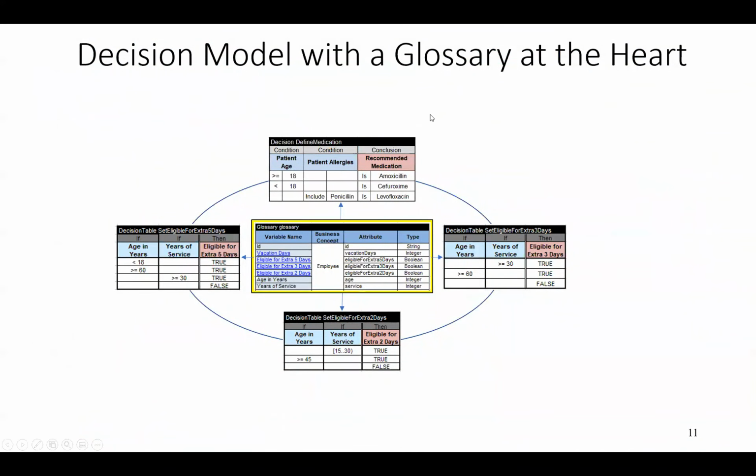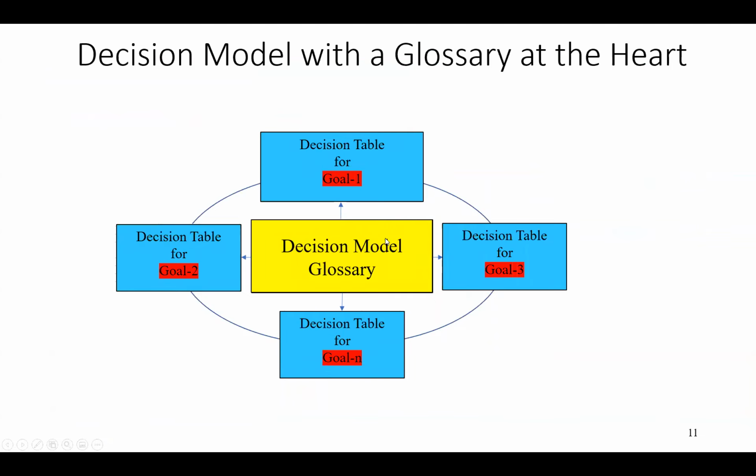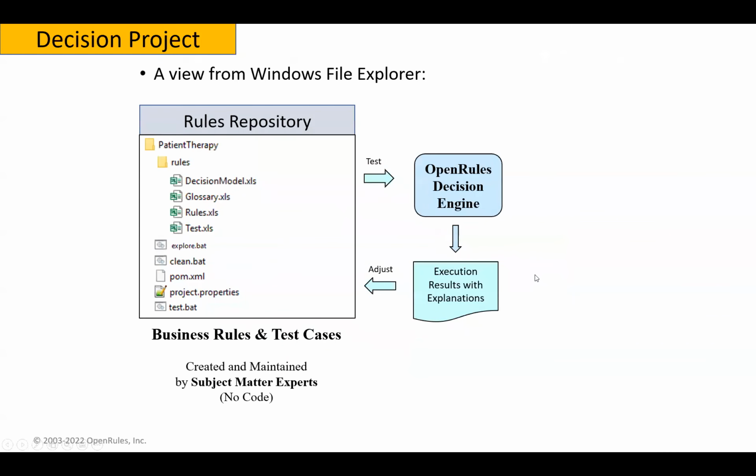Okay, so as a summary of this introduction, you can see we had different decision tables, and they all define different goals and sub-goals defined inside the glossary. So in general, you can think about a business decision model as a glossary surrounded by decision tables that specify different goals and sub-goals. Okay, now it's time to switch to actual implementation and see how it works. For example, first of all, I want to tell you how it looks from the Windows File Explorer perspective. We created here patient therapy.